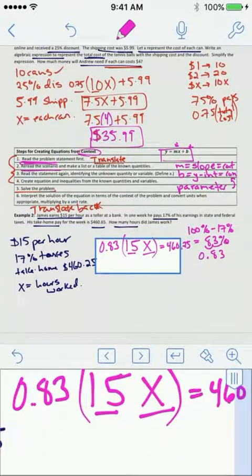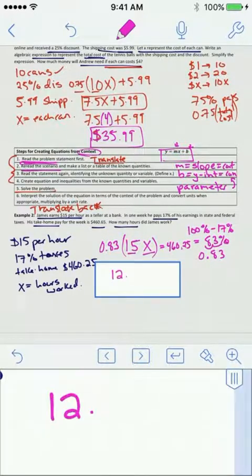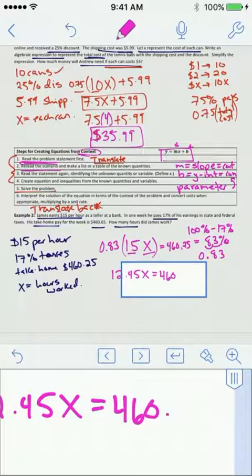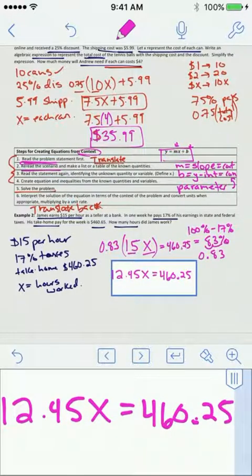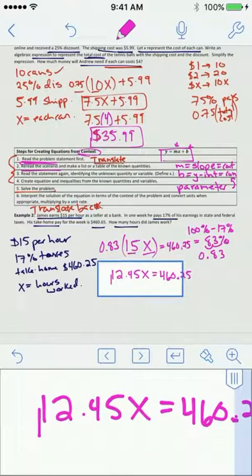We can simplify a little bit. 0.83 times 15, that's going to be 12.45, times x is equal to 460.25. So it looks like if he gives up 17% of his paycheck, he's losing a little under $3 per hour. That sucks. So he's going to make $12.45 now, which is fine. That's taxes. They pay for our roads and whatever. And we end up with this kind of equation. So that's our equation.